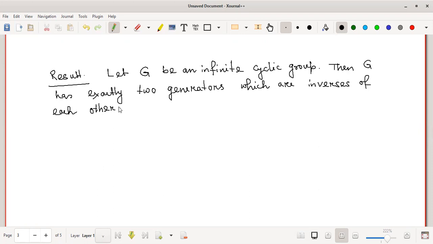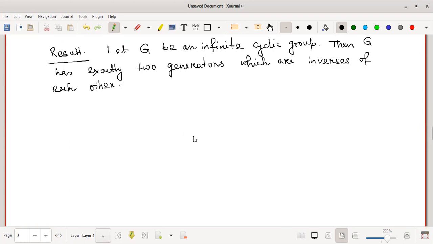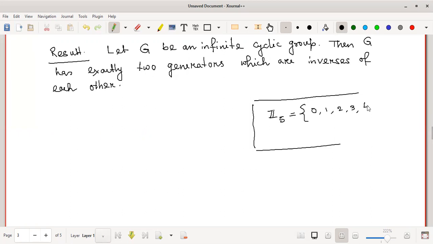See, for finite groups, this is not possible. If I give you a group, say, this is not a part of the proof, let me give you a finite group, say Z5. So what are the elements? Simply 0, 1, 2, 3 and 4. These are the elements. And the operation is addition modulo 5.